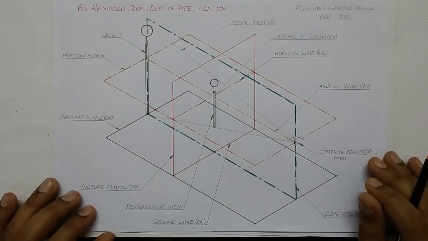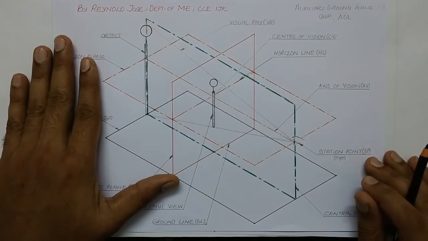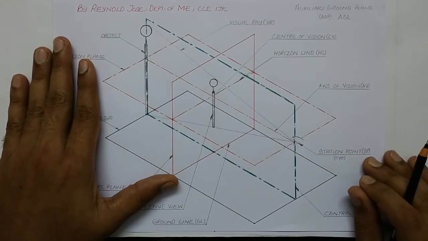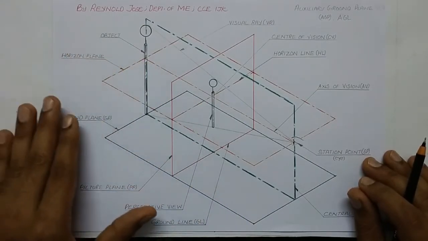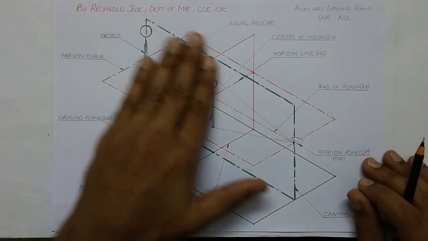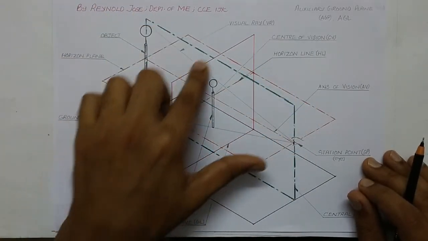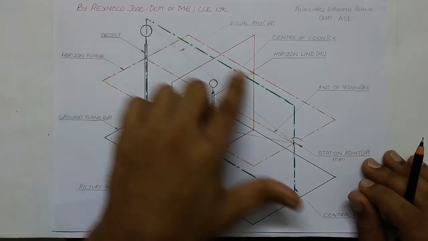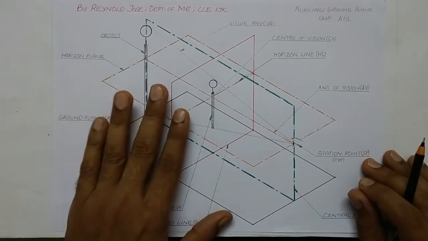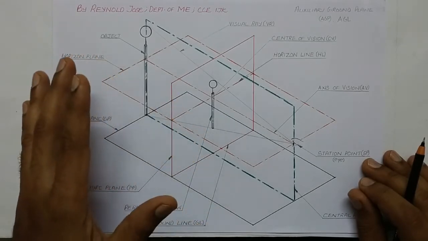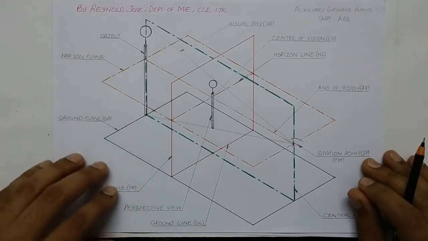We shall discuss the front view and top view of this plane system. As I have mentioned, we have around 4 planes. We have a 5th plane also, which is not represented here. So we have the ground plane, horizon plane, then the picture plane, then the central plane. When you take a front view and top view of this setup, how will it look? That is what we are going to discuss now.